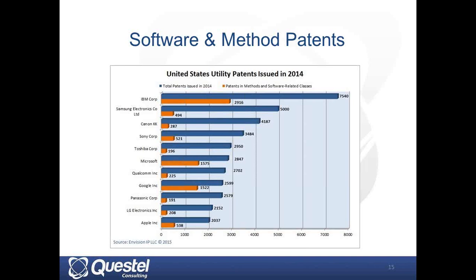I showed this particular slide really just to pose a question for you. The slide demonstrates patents that have issued in the US in 2014, and these are the top 10 or so patent holders, IBM clearly being right at the forefront there. And the blue, as indicated, shows the total number of patents that are issued, and the orange-red bar shows the number of patents that are issued in the software area or business method area.